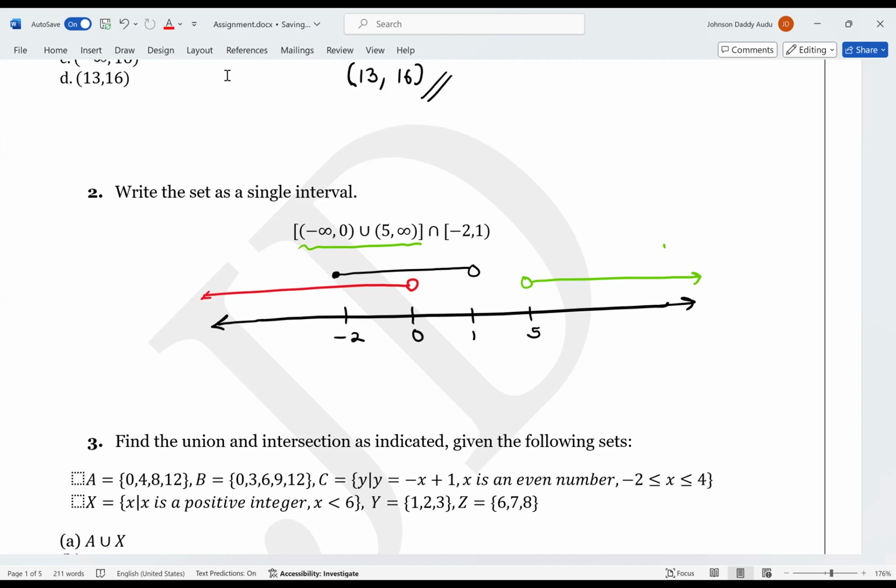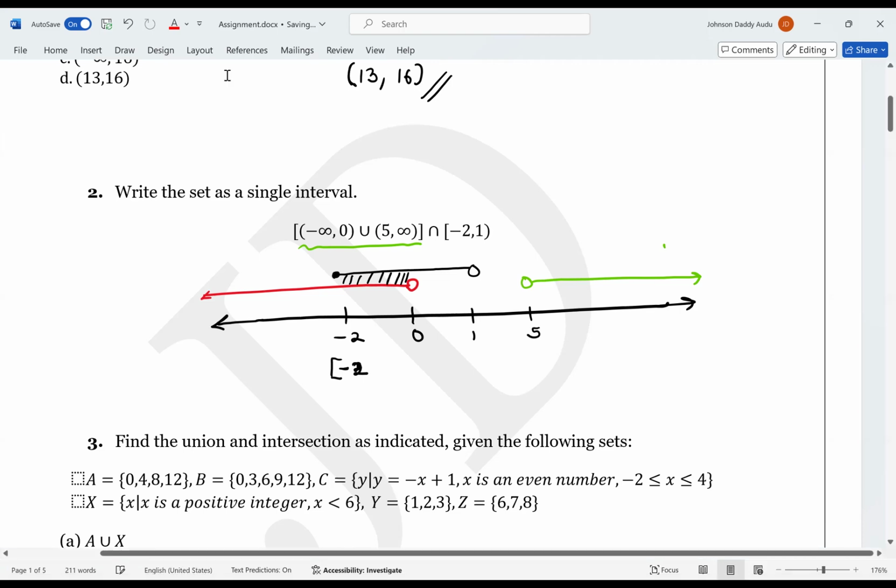So what is the intersection? This is the intersection only. Because for this part, where you have the green, there is no intersection between the black and the red. So this is just going to be from -2 close. Why is it close at -2? Because it is close in red at -2, also black at -2. And then you have to open it at where? At 0, right?